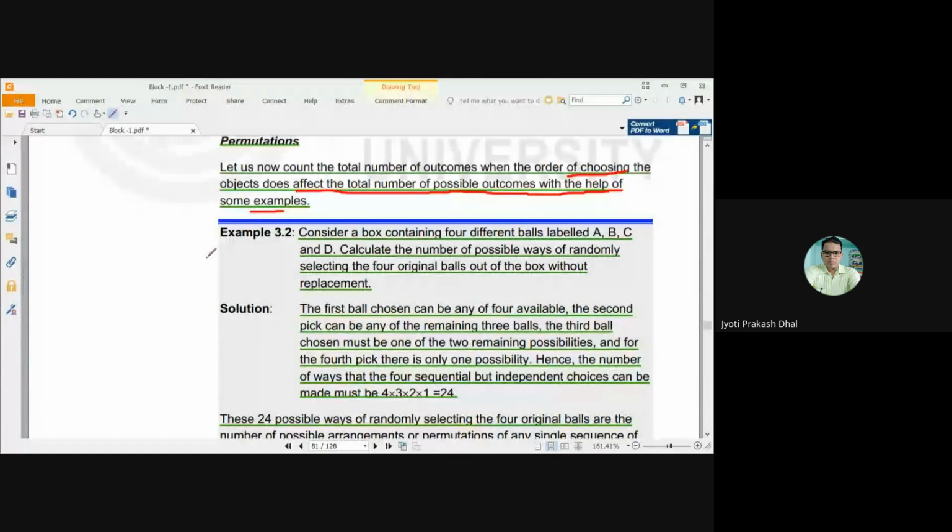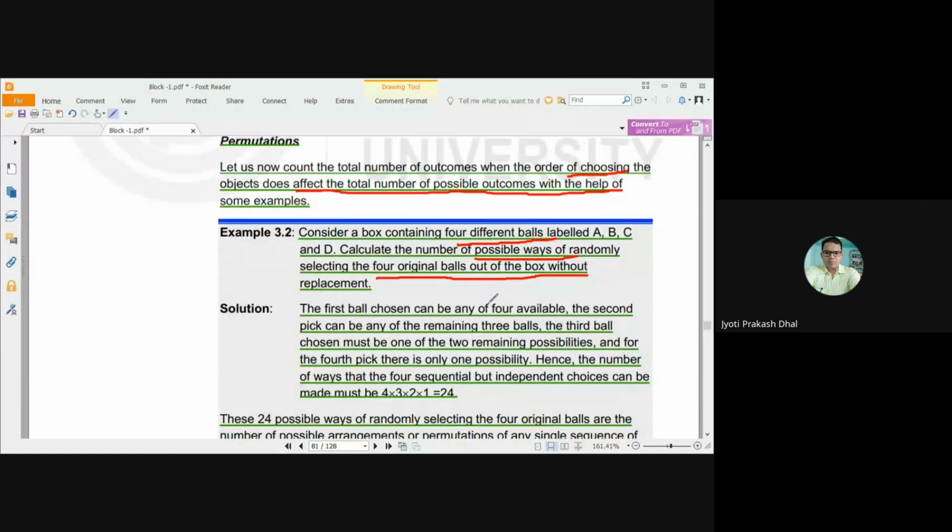So here we will consider example number 3.2. Consider a box containing 4 different balls, labeled A, B, C and D. Calculate the number of possible ways of randomly selecting all 4 balls out of the box without replacement. These are very fundamental things.